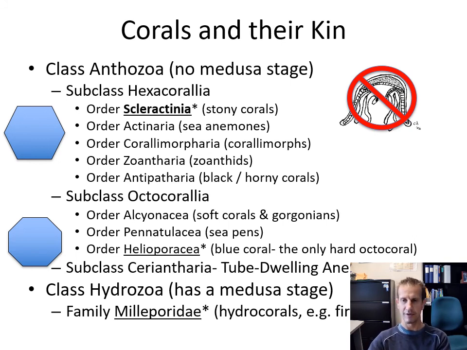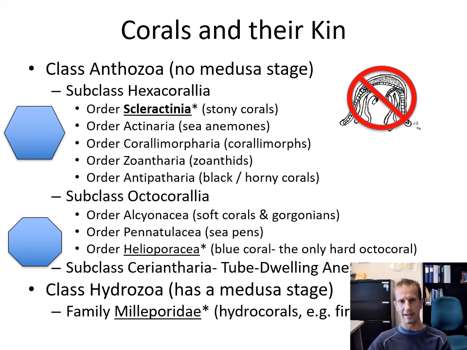The class Anthozoa is divided into 2 subclasses, Hexacorallia and Octocorallia. Well, actually, there's a 3rd subclass, Ceriantharia, a special group called the tube-dwelling anemones. I always forget the Ceriantharia. The Hexacorallia and Octocorallia are nice though because the names tell you something about them. Hexacorallia have 6-sided radial symmetry, hence the term hex, like a hexagon is a 6-sided shape. And then Octocorallia have 8-sided radial symmetry, like their polyps have 8 tentacles, hence Octocorallia.